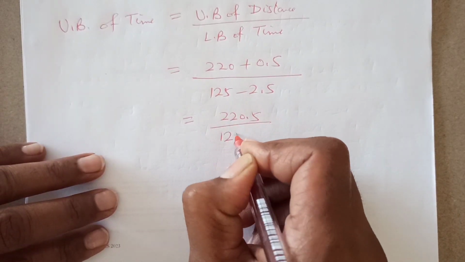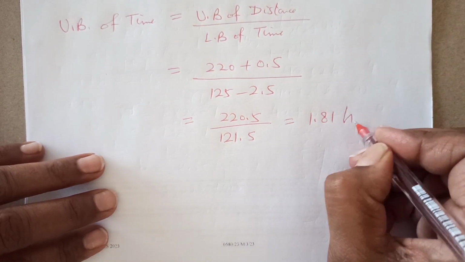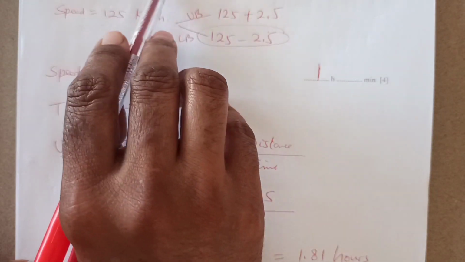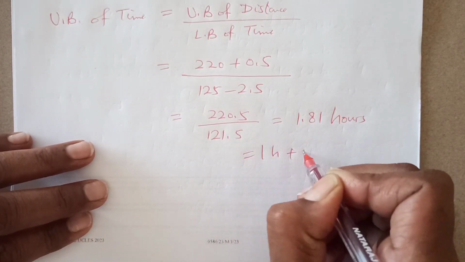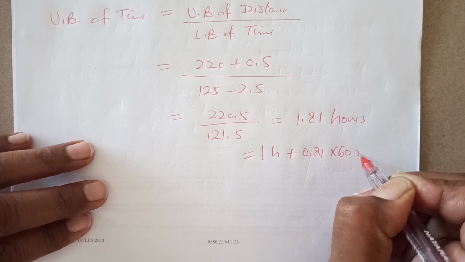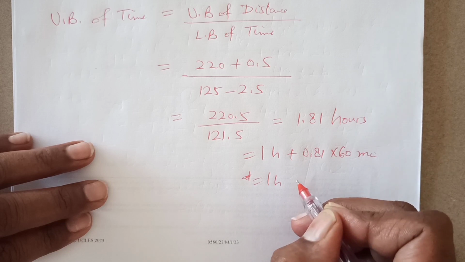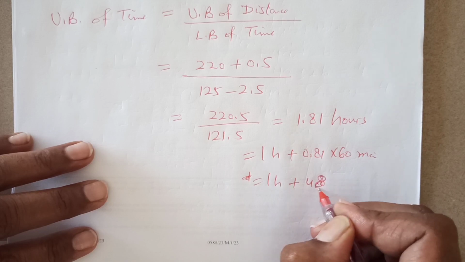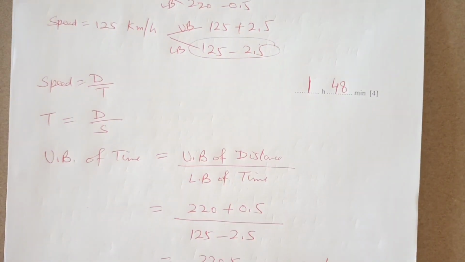So this is 220.5 divided by 121.5. When you divide this, it gives us 1 hour, this in hours. So 1 hour is there, write your answer in hours and minutes. So we have 1 hour plus 0.81 times 60, that will give you minutes. If you multiply, it comes out to be 48.6. So we are taking minutes, so that is 48 minutes. So this is the final answer for this question.